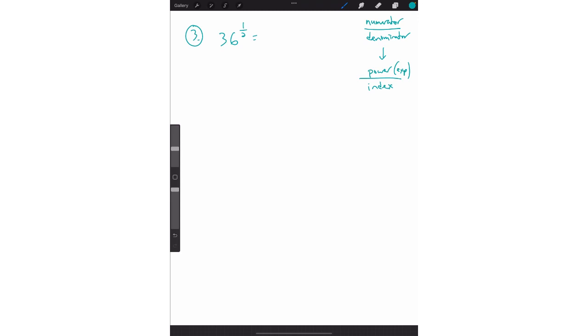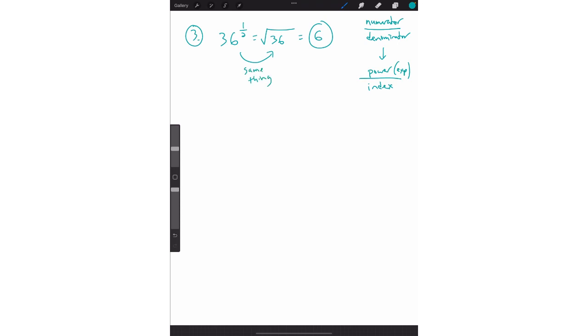36 raised to the 1/2 power is the same thing as writing the square root of 36 to the first power. Okay, and we really don't even need that 1 there because anything to the first power is just itself, right? And the square root of 36 would be 6. So 6 is actually my answer. So 36 to the power of 1/2 is the same exact thing as the square root of 36.